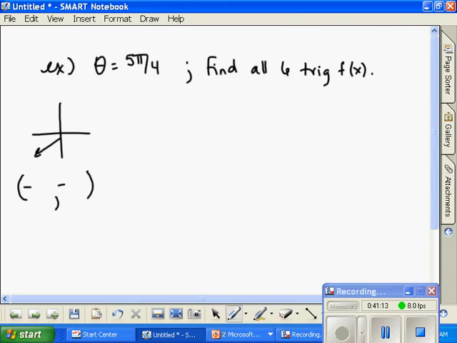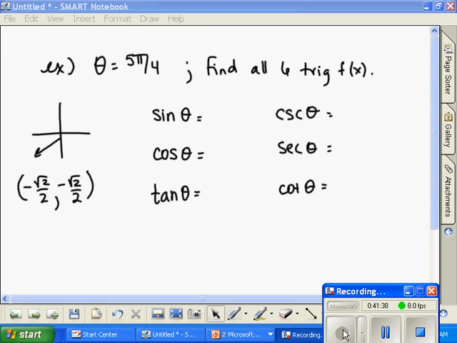Okay, and so then what's the ordered pair that goes with 5 pi over 4? Negative root 2 over 2, negative root 2 over 2. Very good. So if that's my ordered pair, I can find my 6 trig words, correct? I want you right now, if you're watching this in third block, I need somebody to hit pause. Someone's going to give you 2 minutes to get the 6 trig functions.